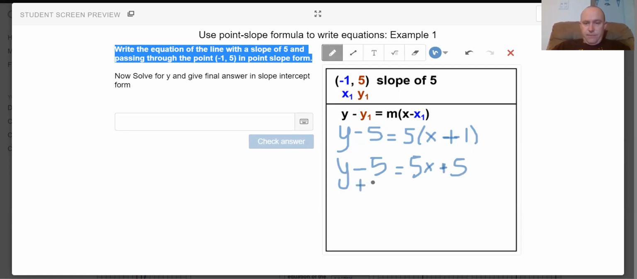So I need to move this -5 to the side, which I do by doing the opposite. So instead of subtracting 5, I'm going to add 5 to both sides. And then it will cancel on the left. And then on the right-hand side, 5 + 5 is 10.